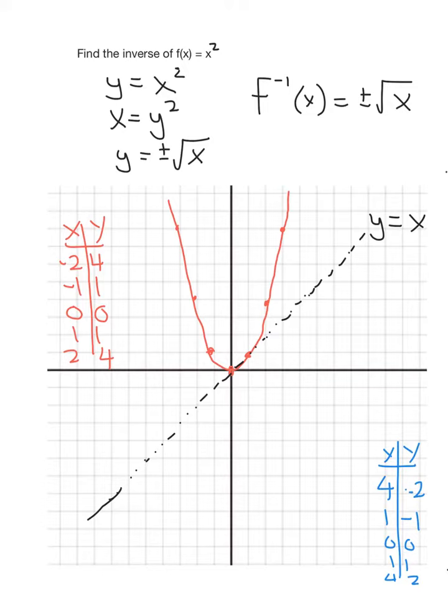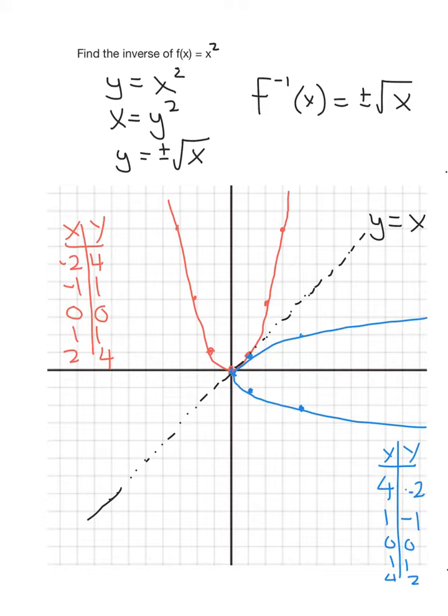So 4, negative 2 is down here. 1, negative 1 is there. 0, 0 is the same place. 1, 1 is the same place. And 4, 2 is there. And of course if you did other numbers you get 9, negative 3, etc. And this graph looks like this. Same curve. And that is the mirror image in the line y equals x. The mirror image of f of x equals x squared, the red line, in the line y equals x is the blue line, plus or minus root x.